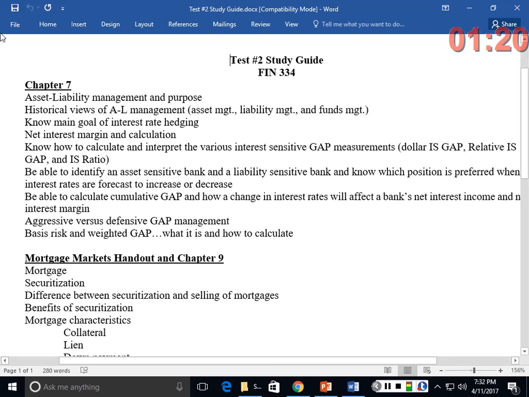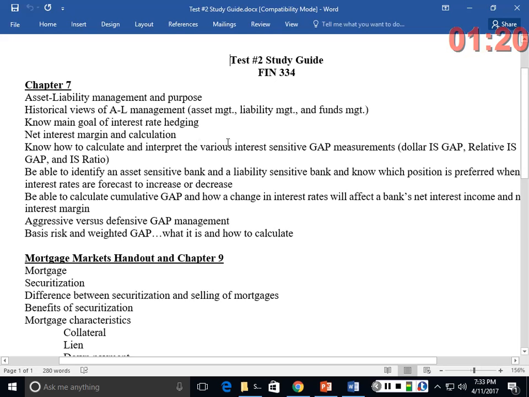The definition of asset liability management, what's its purpose, what were the historical views of asset liability management, which are listed here. They're also on the slides. The main goal of interest rate hedging. What is net interest margin? How do you calculate it? You can also have the formula for that on your formula sheet.